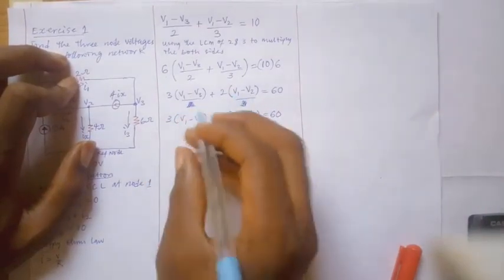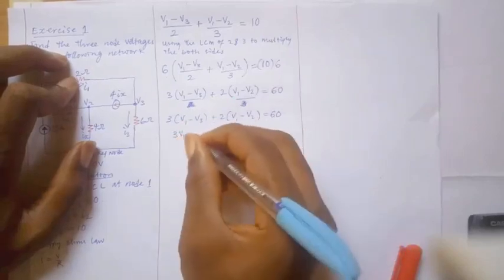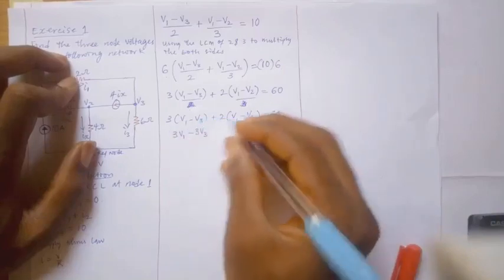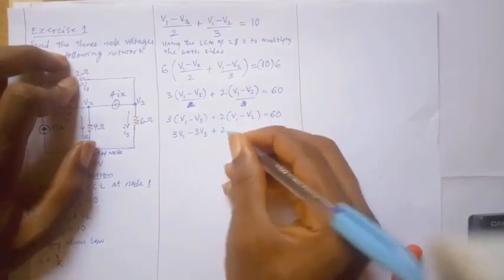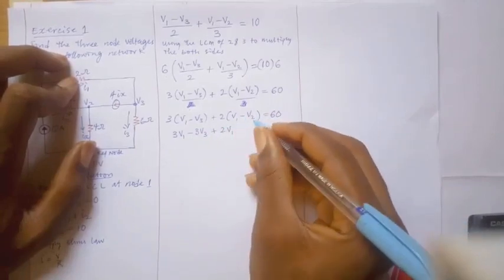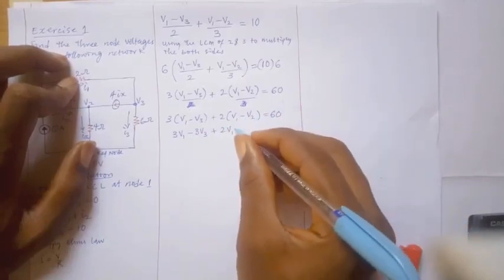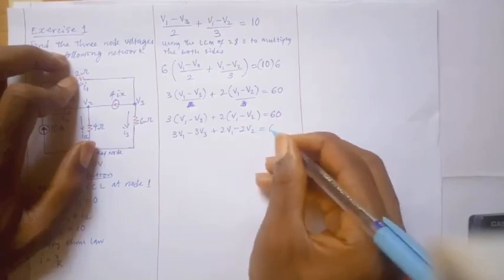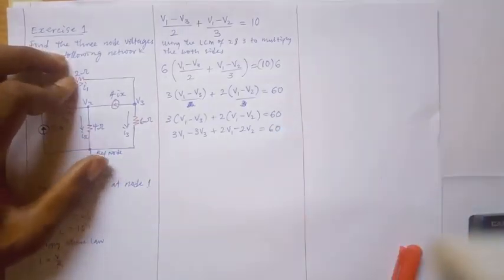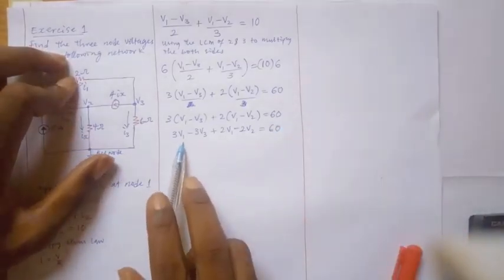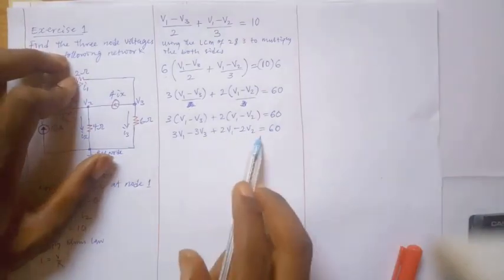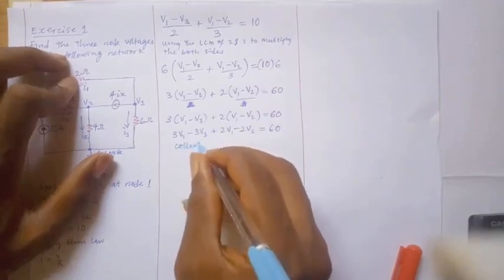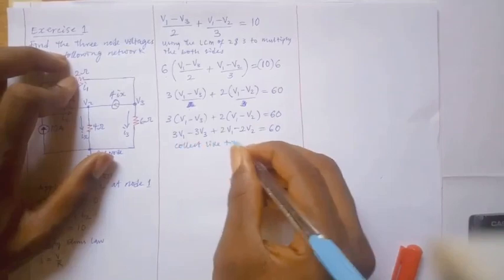Okay, 3 times V1, 3V1, minus 3 times V3, 3V3, plus 2 times V1, 2V1, 2 times V2, is it plus or minus? Minus 2V2, equal to 60. Now look at this equation: 3V1 minus 3V3 plus 2V1 minus 2V2. So what are you going to do? Let's collect like terms.